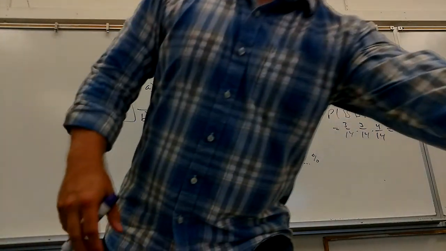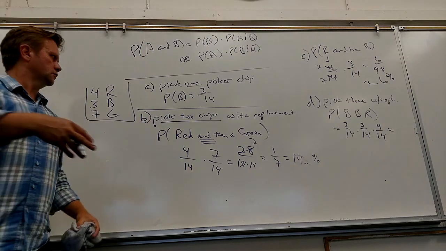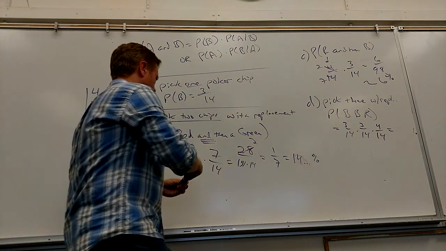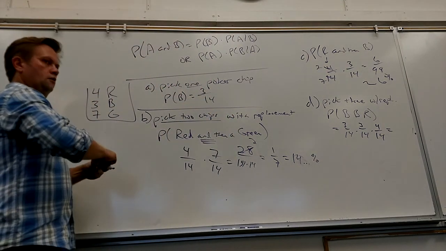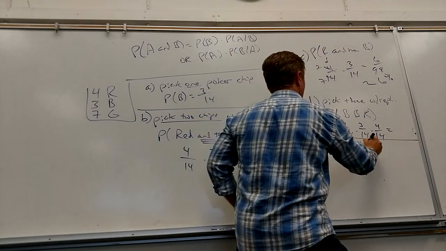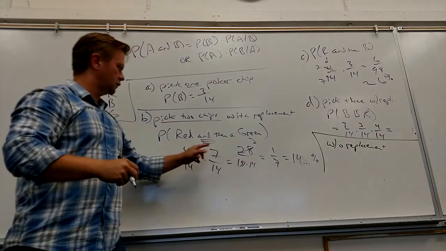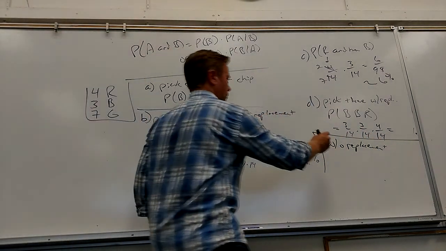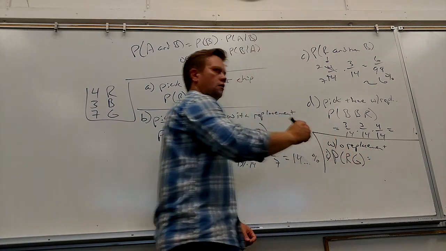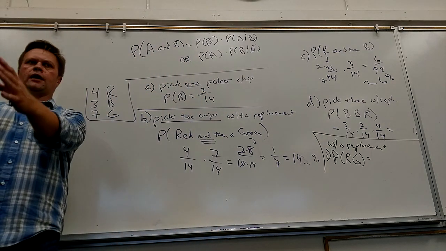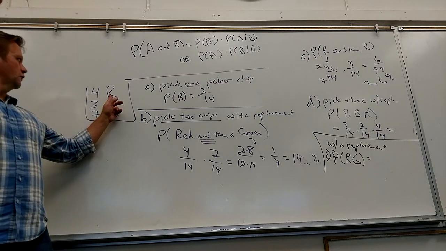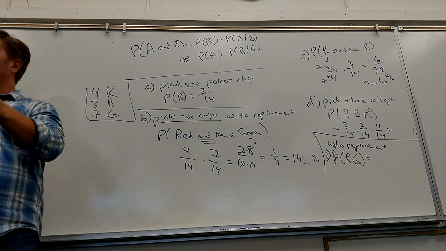So what happens if I do this without replacement? Let's see if I can do this. I'll keep this up here somehow. If I do this one without replacement, probability red and then green. Well, the first one, I haven't picked anything out yet, so it's the probability of the red chip, 4 out of 14.